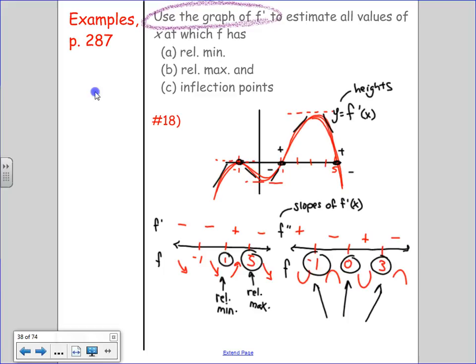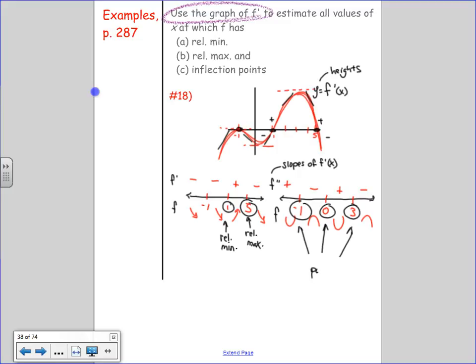Boom, boom, boom. Great AP question. Why was it hard? Because they gave you the graph of the derivative, and they said, hey, what's f doing?